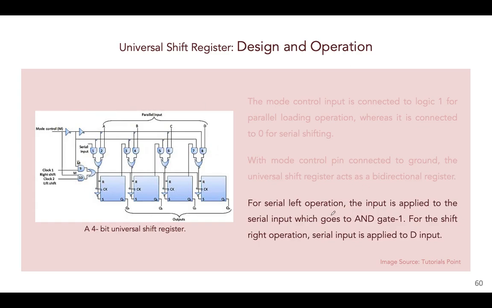And then for serial left operation, if you want to shift the data to the left, the input is applied to the serial input, which goes to AND gate 1, this one, right? For the shift right operation, serial input is applied to the D input, this one, right? For the left operation, this is the input. For the right operation, this is the input. And that is the entire design and operation. So we need not go into any more details because otherwise it becomes very elaborate. That's beyond the scope of this lecture. So this is all you need to basically get a very basic overview of how universal shift registers work.